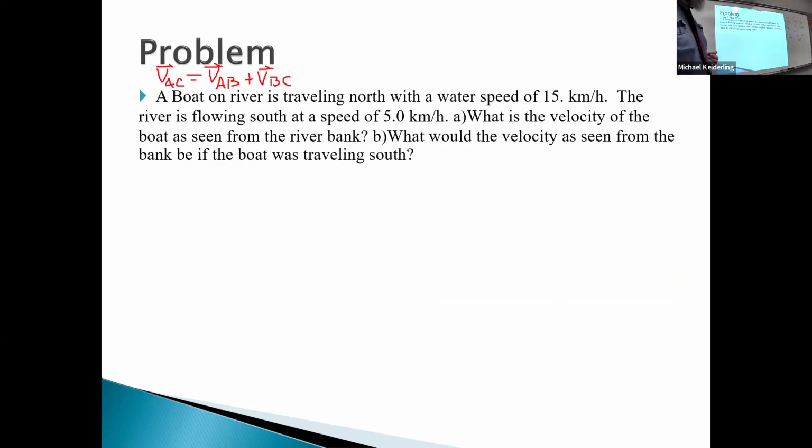So here's an example problem. The general idea is velocity of AC is velocity of AB plus velocity of BC. So velocity of A with respect to C is velocity of A with respect to B plus velocity of B with respect to C. And I like to write it in this order because you can see how the B's hook together, they connect to each other.